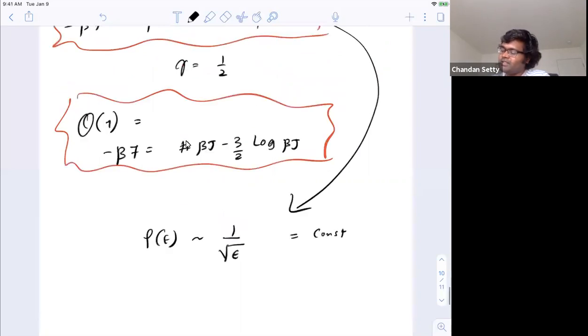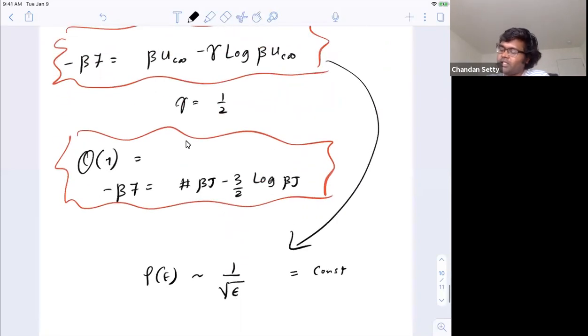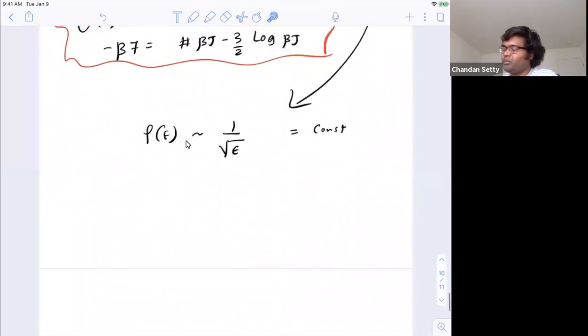And the reason there is this difference in the density of states is entirely due to the difference in this prefactor between the SYK models and the Luttinger surface model. Okay, so this is one of the main statements of the talk.